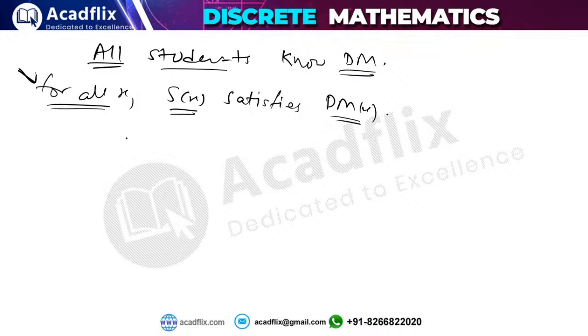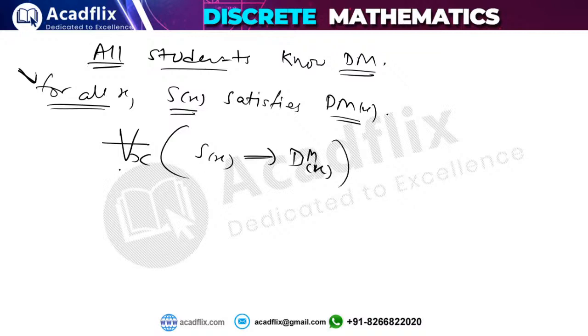Now we can translate it in a first order logic formula. How can we translate? Very easily, like this: for all X, student X implies discrete mathematics, DMX. I told you, with the for all quantifier we use implication. Anyone has any doubt in this? Okay, if anyone has any doubt, then you can ask.